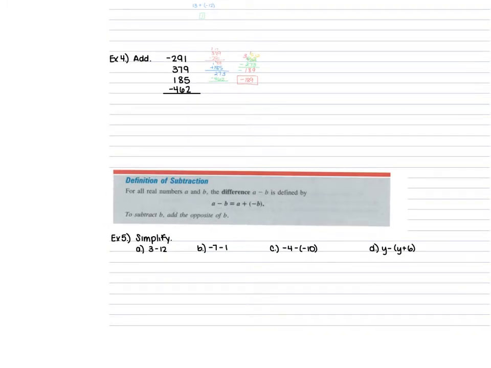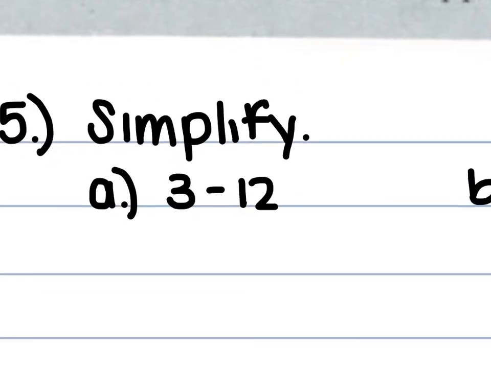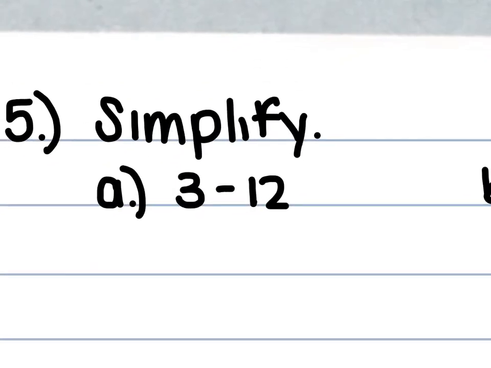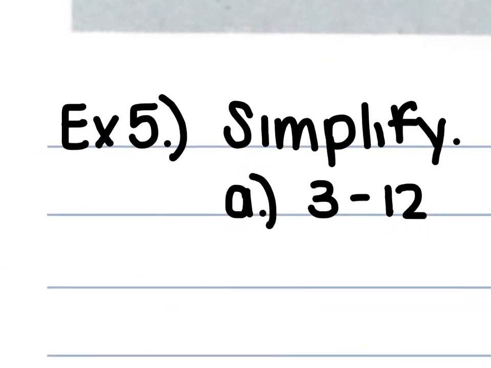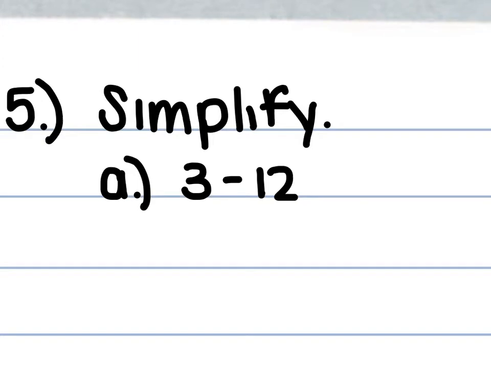When we are subtracting numbers, we have to make sure that we look at the signs. We can always turn these subtraction expressions into addition. So if we did that, for example, 5a, we have 3 minus 12. This is the same exact thing as saying 3 plus negative 12. We know those rules for addition with opposite signs.